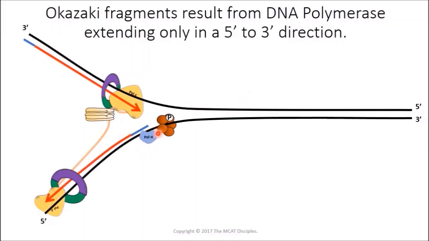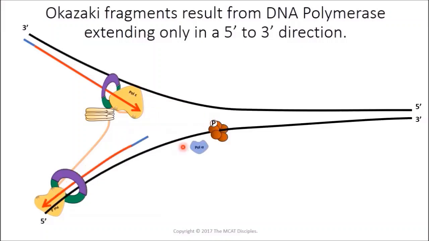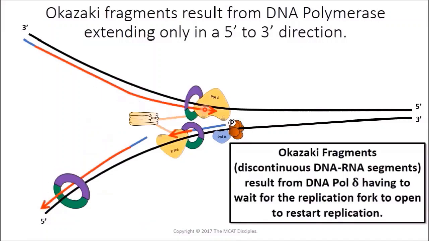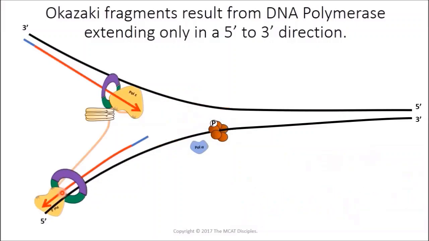However, Pol delta, what's going to happen with Pol delta? What is going to happen? Well, as you know, Pol delta can only extend 5' to 3', just like Pol epsilon. And what will happen when we open up this replication fork is that Pol epsilon can keep going forward. However, Pol delta has to actually, now let's go back to Pol delta. Pol delta actually has to go like this.